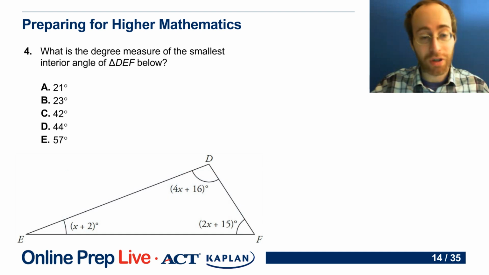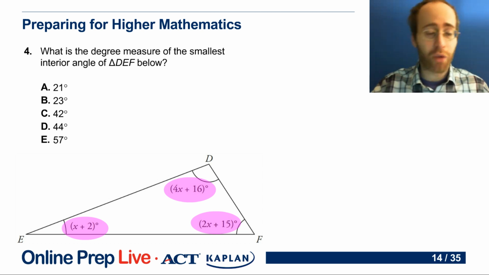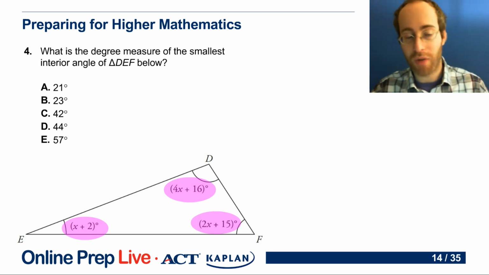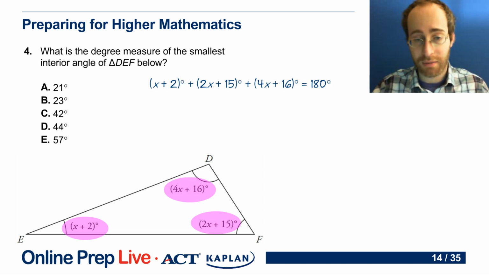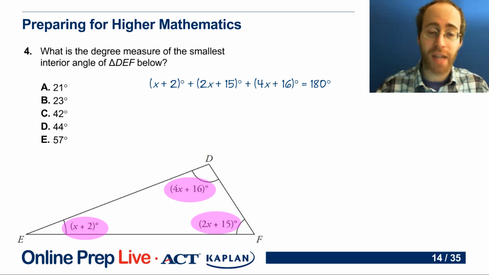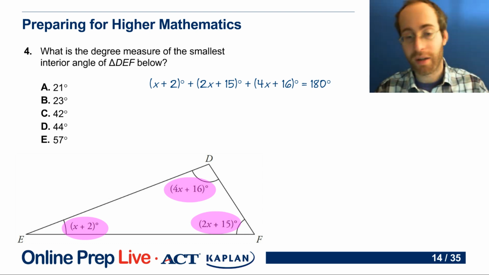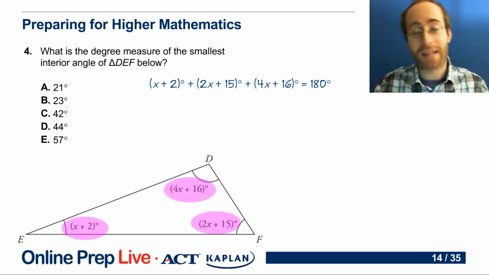Well, I know that I have a triangle, and I'm given something for all three of its angles, which means that I need to add those angles together and set them equal to 180 degrees. That's what this equation is doing. We've taken all the angles, we've added them together, and they must equal 180. Why? Because the angles of any triangle equal 180. That's the cool thing about math.